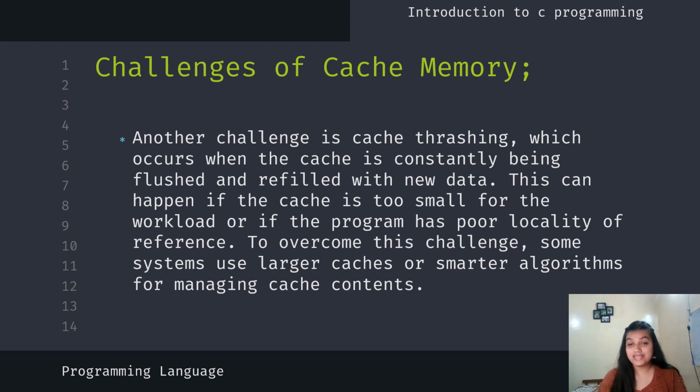Another challenge is cache thrashing, which occurs when the cache is constantly being flushed and refilled with new data. This can happen if the cache is too small for the workload or if the program has a poor locality of reference. To overcome this challenge, some systems use larger caches or smarter algorithms for managing cache content.